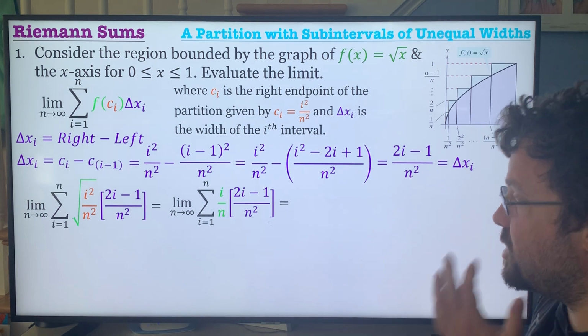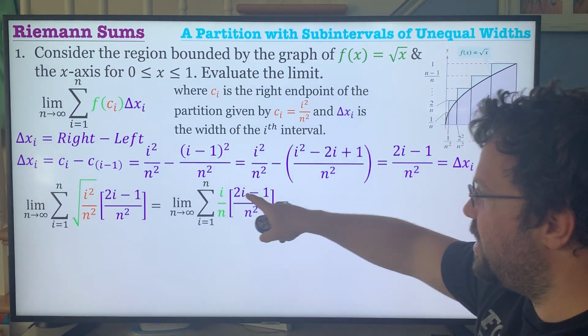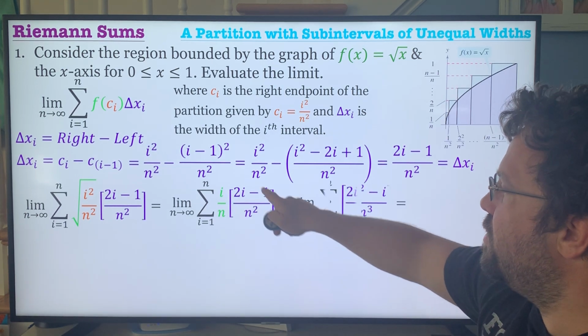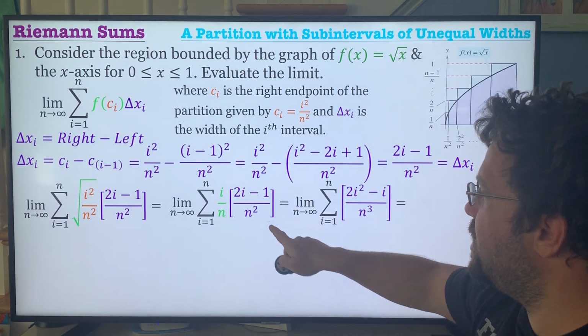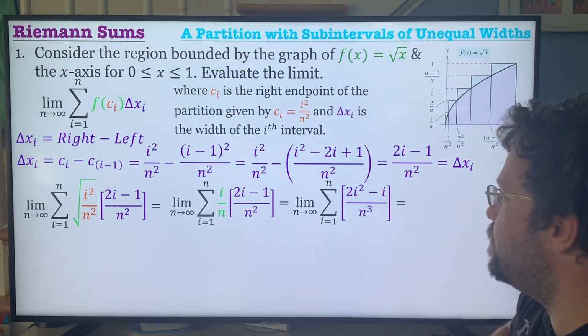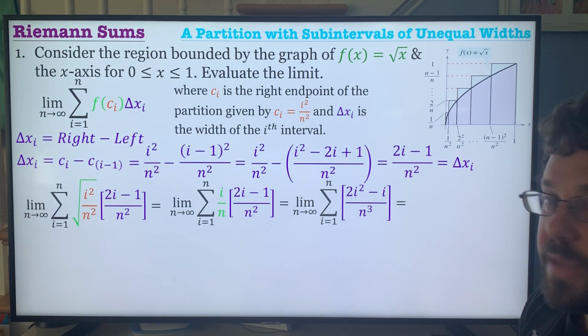Now when you multiply fractions, you multiply across. So you multiply i, distribute it in there, and the n here. So this would be 2i squared minus i, n squared times n would be n cubed. All right? Now you know what to do?